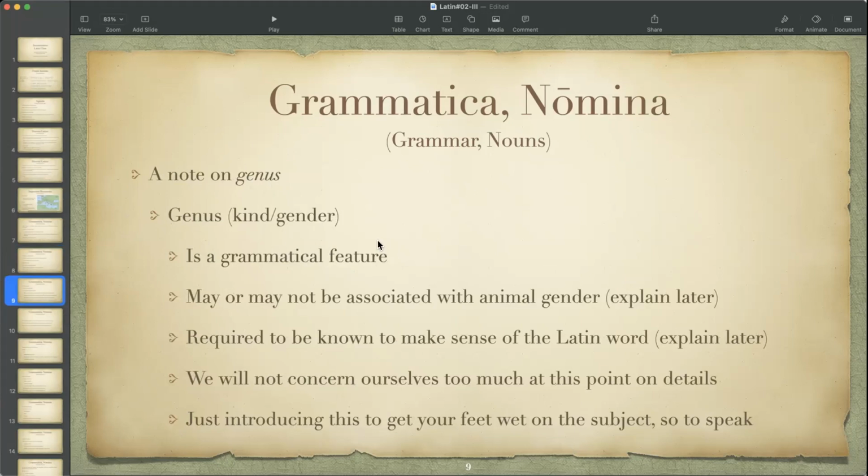So genus, kind, gender. Now, it's called grammatical gender, okay? It's a feature of the grammar, and you've got to master it. As I said, the vocabulary is the flesh, and if you want to build something out of it, then you've got to use grammar to hang it on the bones, so to speak. Actually, genus is a much better term in Latin than the English word gender, because it may or may not be associated with animal gender, okay? Like, is anima, soul, feminine? Well, yeah, anima, soul, is feminine, okay?